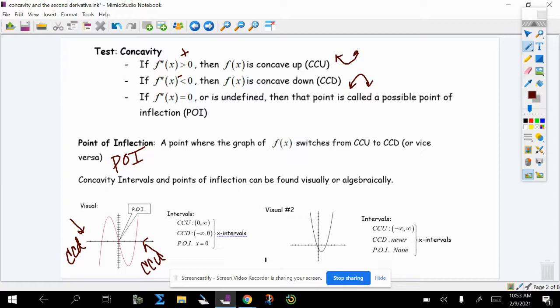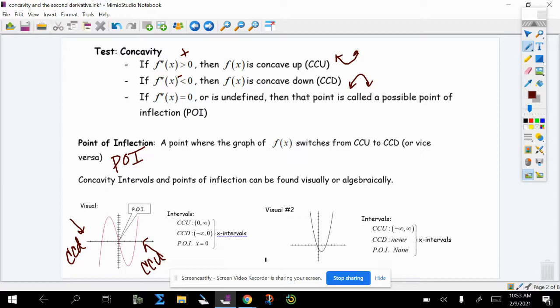The visual is definitely more challenging than the increasing and decreasing extrema was with the first derivative. But we do write it as intervals. So we write an interval that is concave up, an interval that is concave down, and our points of inflection are my x values where those switch.